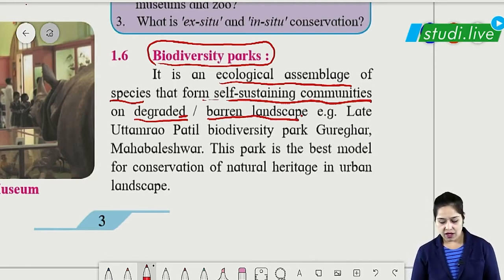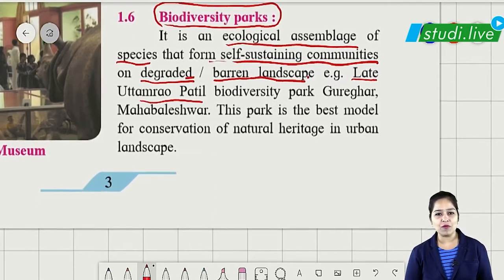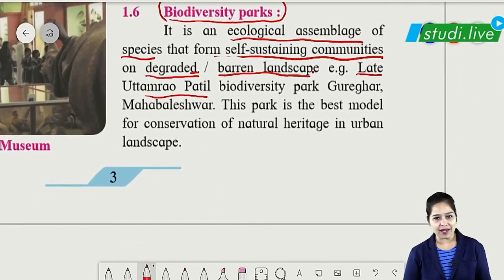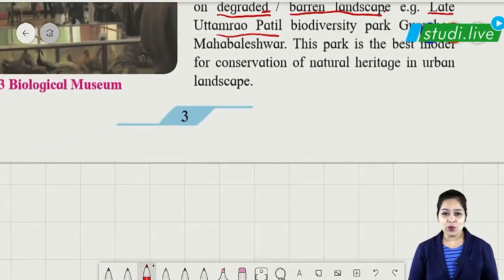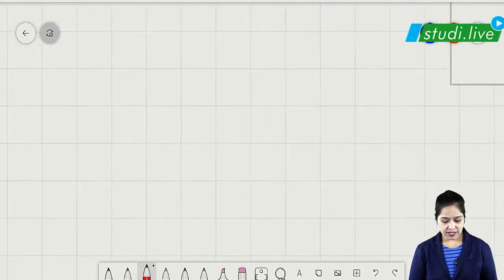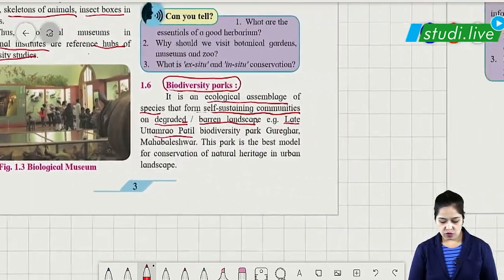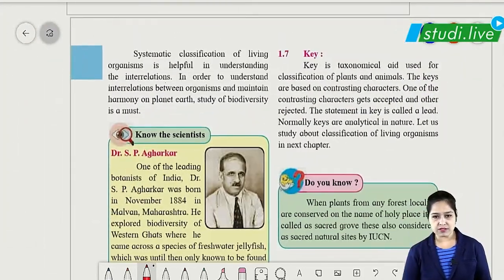Such an example we have is the late Uttam Rao Patil Biodiversity Park, which is established in Mahabaleshwar, Gureghar. This park is the best model for conservation of natural heritage in an urban landscape. In cities, we can see a good natural heritage. So let's move on to the next page, which is the last topic of our chapter.